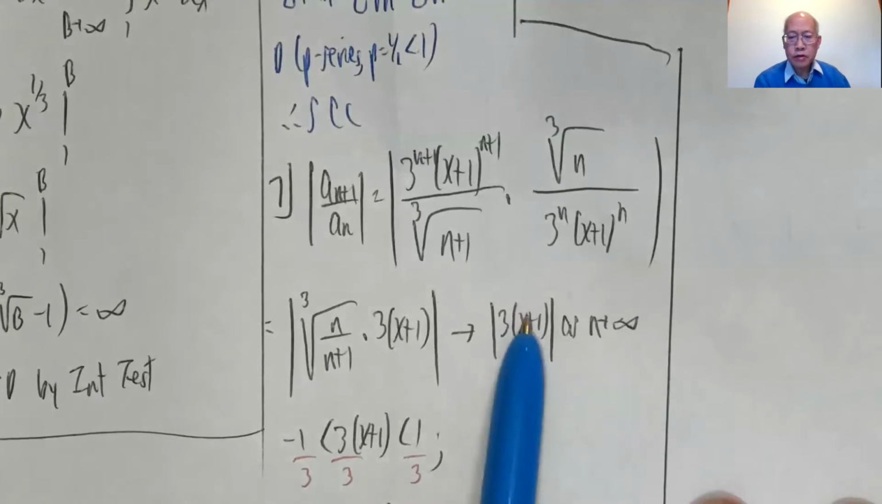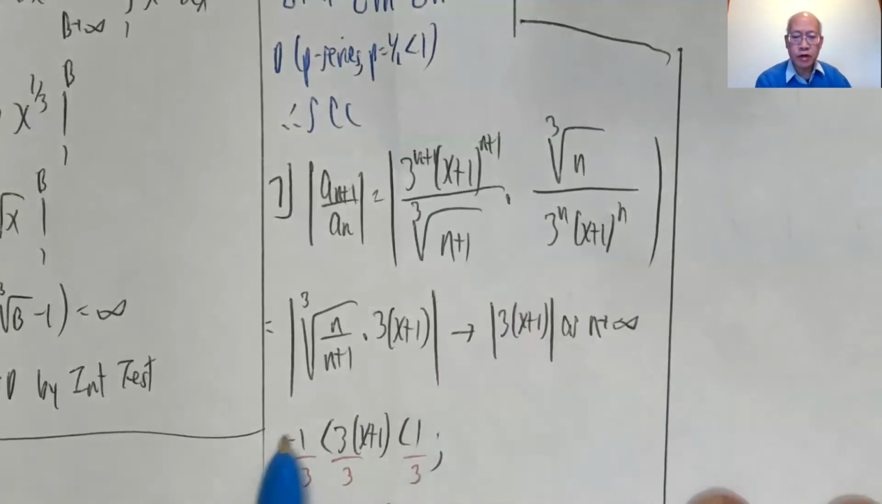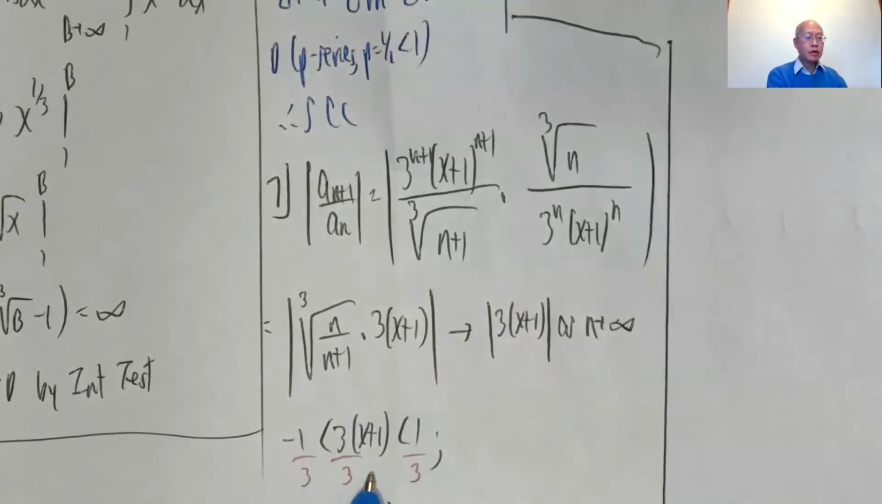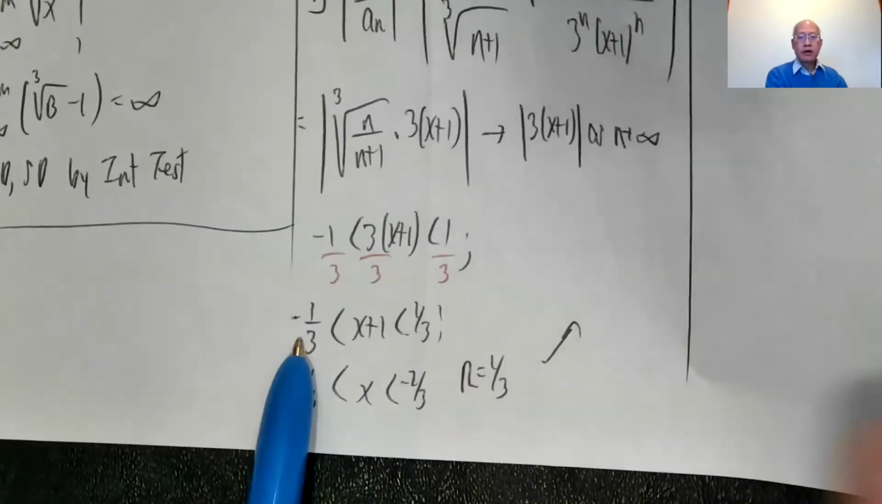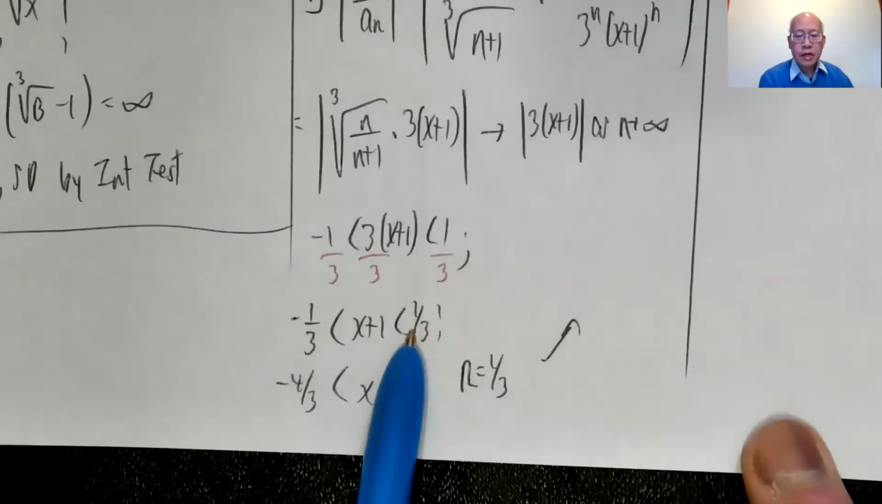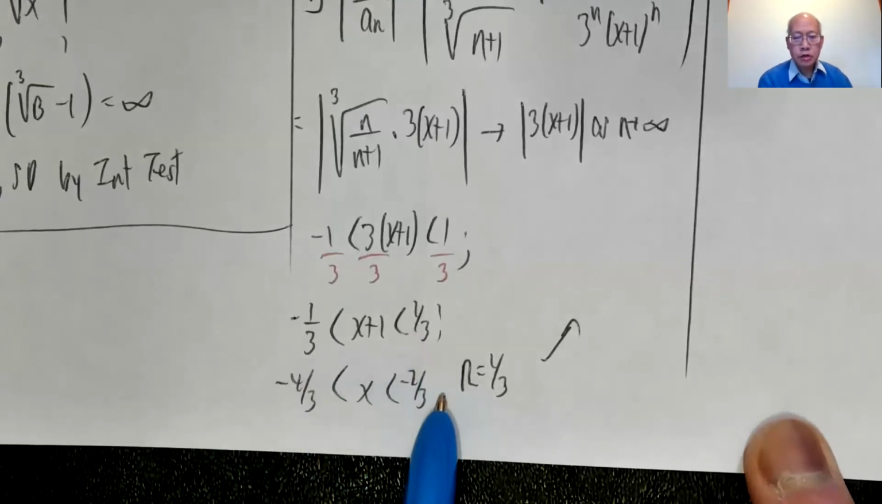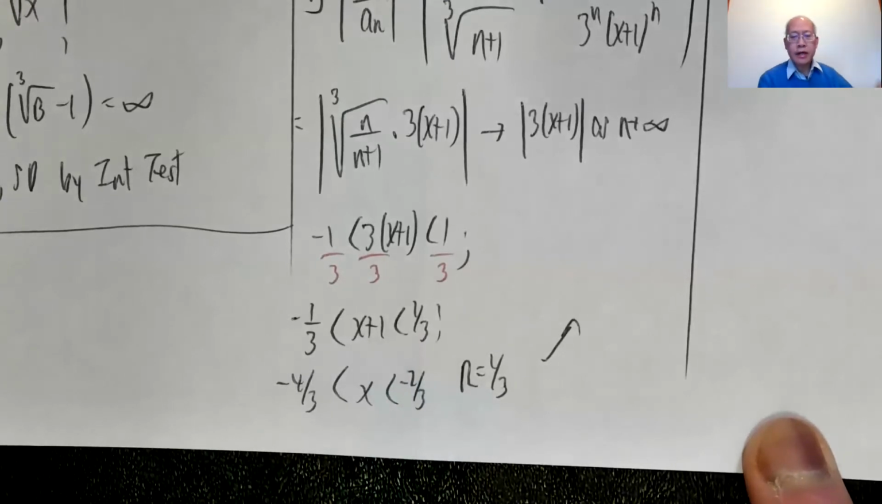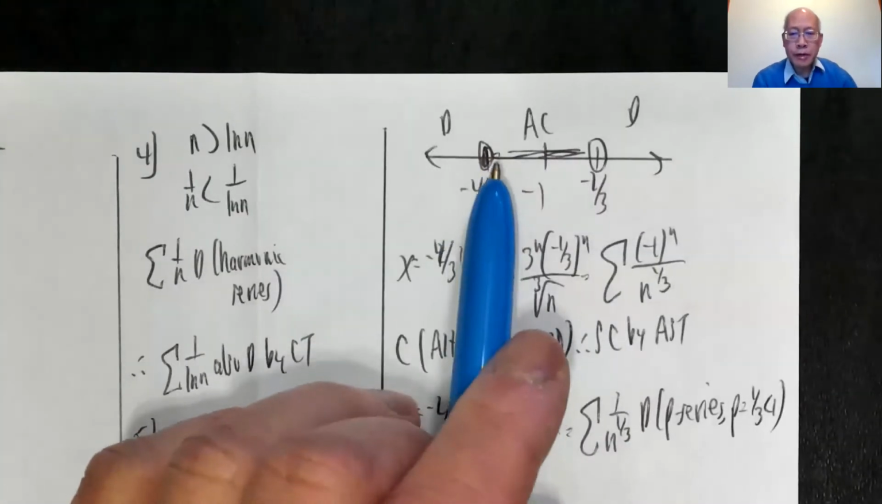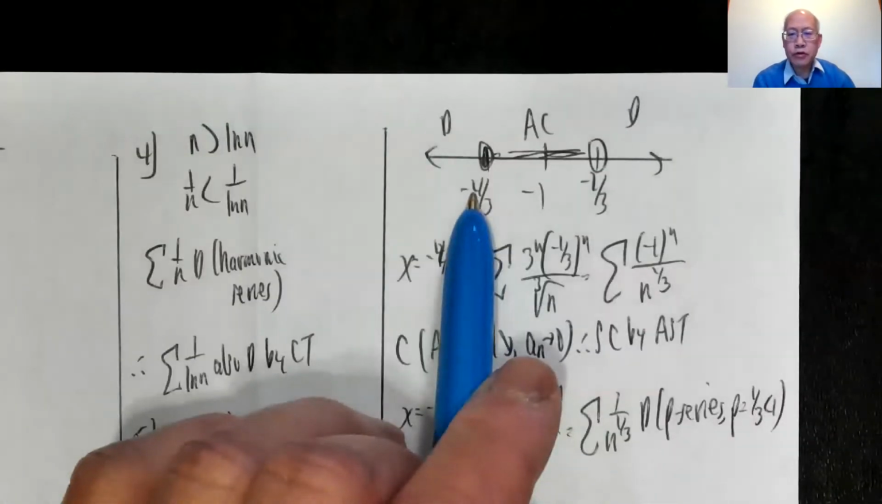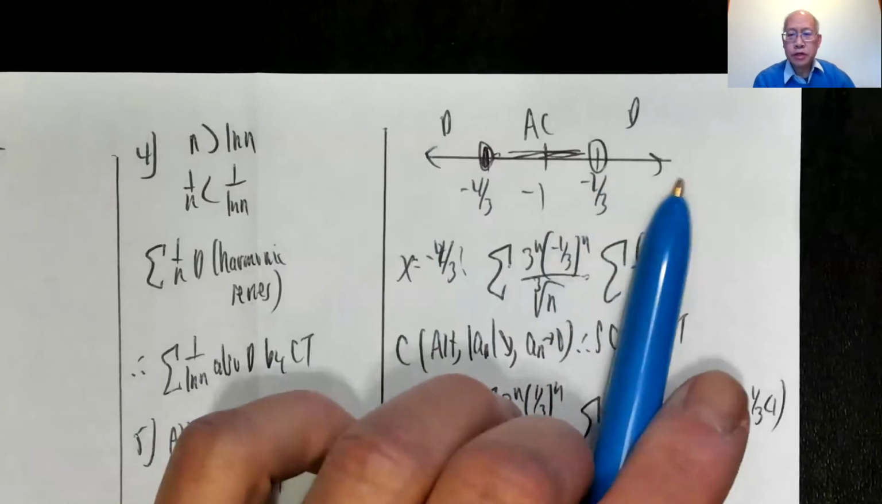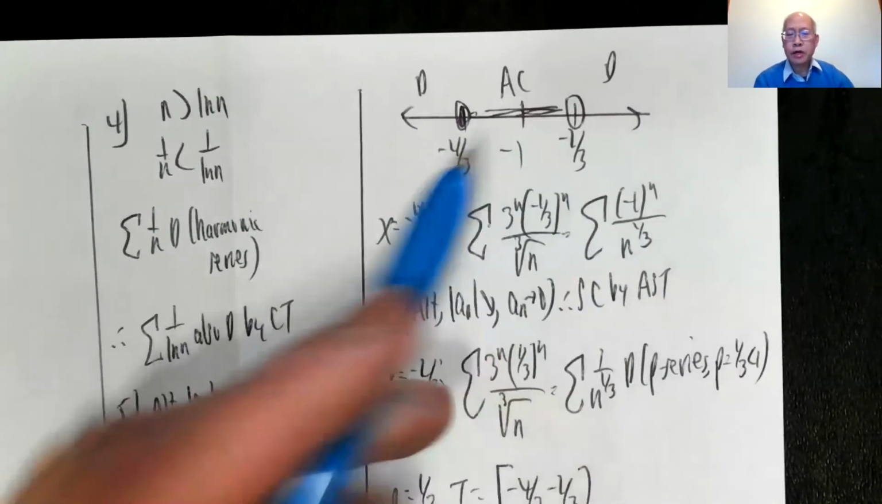So when will this converge? Well, when this is between -1 and 1. Divide them all by 3: -1/3 less than x plus 1 less than 1/3. Subtract 1: -4/3 less than x less than -2/3. So my radius of convergence is 1/3. We're centered at -1. We already knew that ahead of time. So at the beginning, we have absolute convergence between -4/3 and -2/3. Divergence here and here. And the two endpoints, we're not sure.